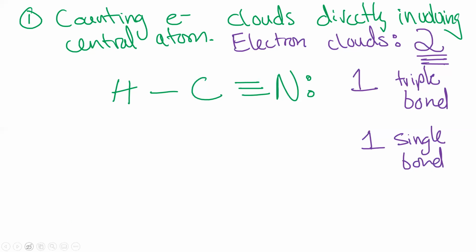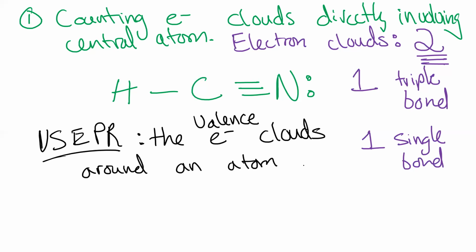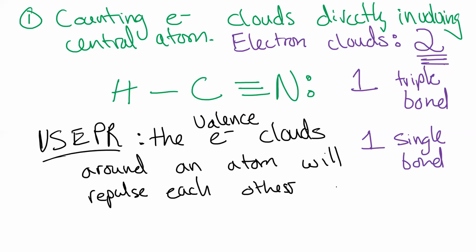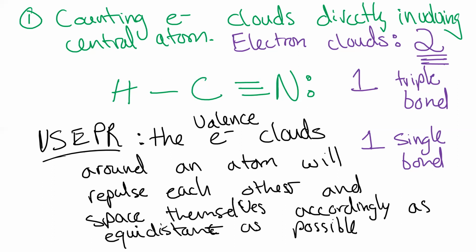Exactly. Now, what valence shell electron pair repulsion theory says is that the electron clouds, more accurately the valence electron clouds, around an atom will repulse each other and space themselves accordingly, as equidistant as possible, around that central atom. Okay.